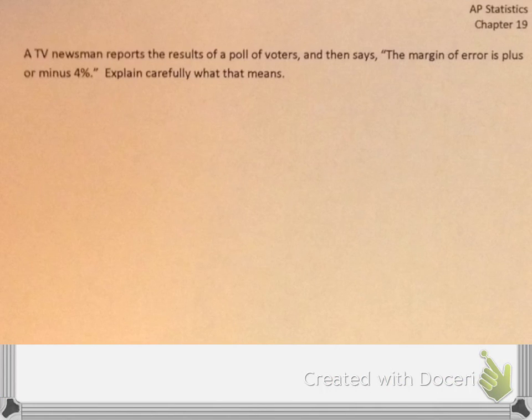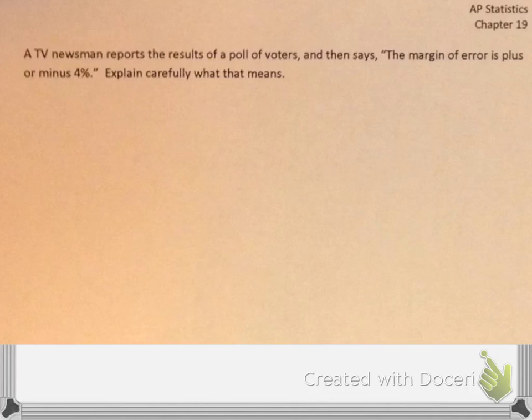Okay, so here we have our first example. And just like the examples that we've done in the past, we're kind of just doing little steps before we get to the whole full-blown confidence interval. So here we've got this problem where the guy says the margin of error is plus or minus 4%. Explain what that means. Okay, so remember, with margin of error, it's kind of your wiggle room, like how confident do you think you're going to be type of thing.